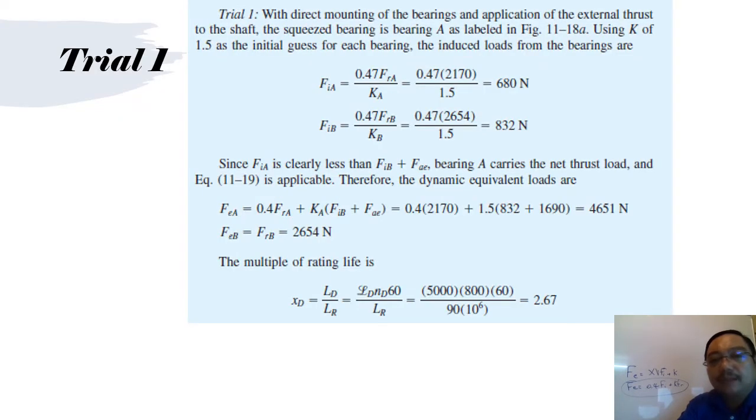And then we go for the trial. This is what is different between normal mathematics and the trial, because you have to do it iteratively until you get your satisfied answer. Trial 1, for direct mounting of bearing application with standard thrust. The squeeze bearing is bearing A, labeled in figure 11.8a. In the previous video, I have explained what a squeeze bearing is.